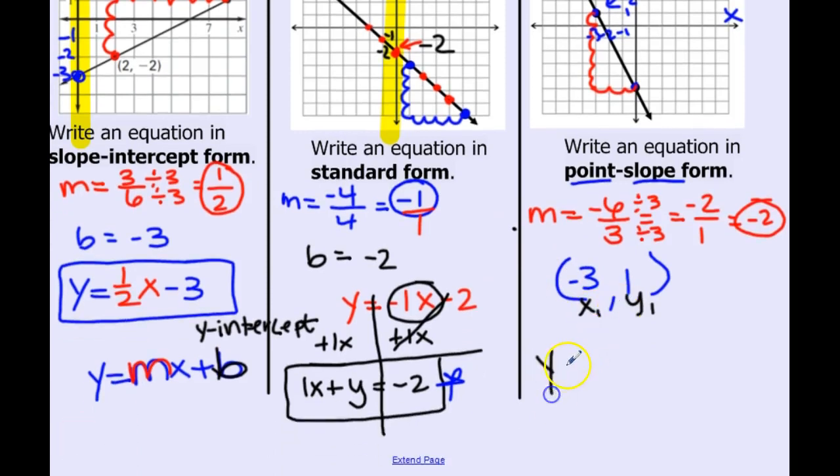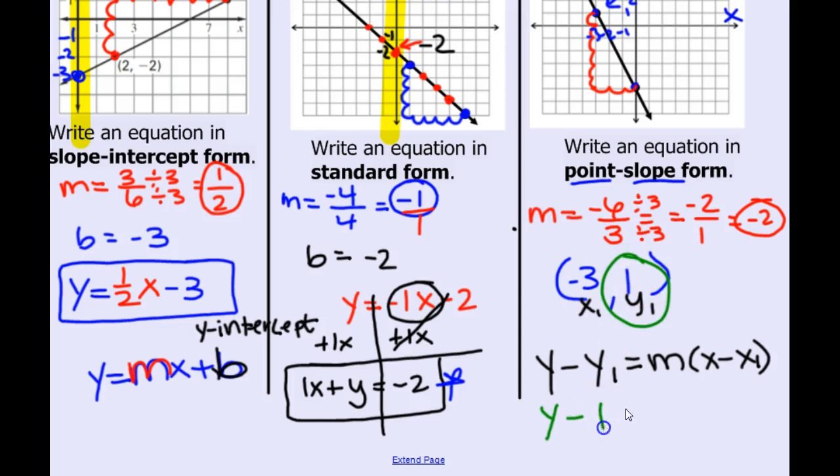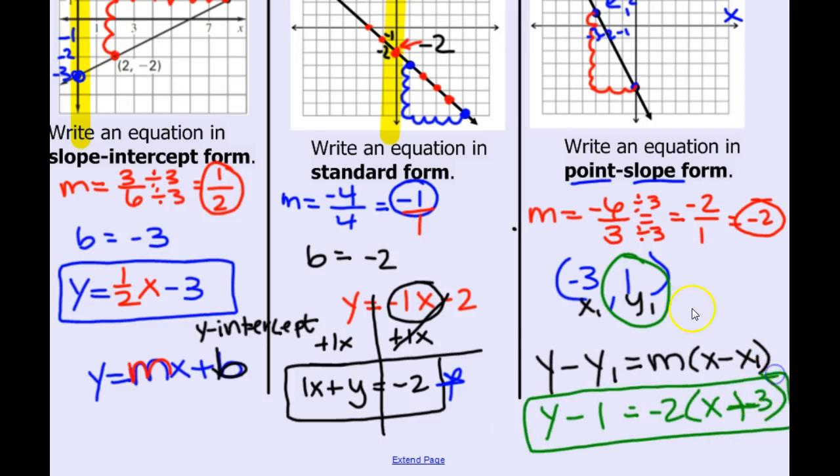So we're going to have y minus y1 equals our slope, x minus x1. So we have y minus y1, which is 1, equal to our slope, which is -2, and then x minus a -3. Those two negatives make a positive. And there's our answer. We wrote it in point-slope form.